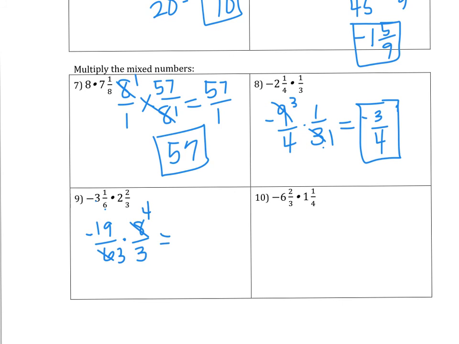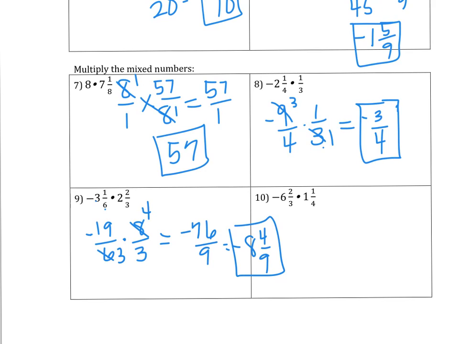Now I just multiply straight across, and I get -76/9. And that cannot be reduced, but it can turn into a mixed number, and that's the same as -8 4/9.